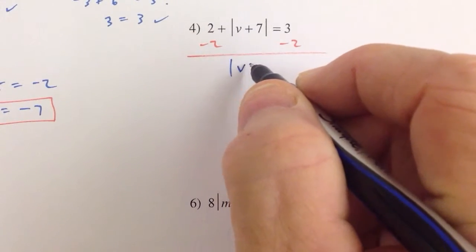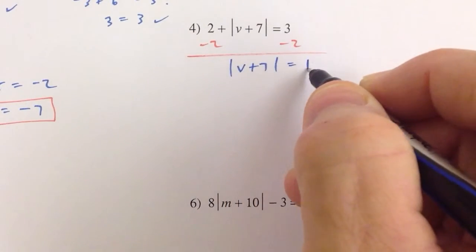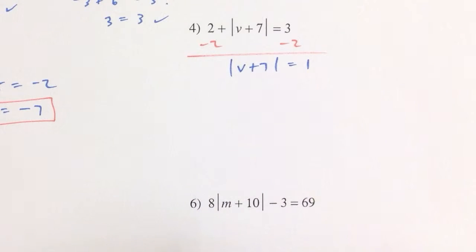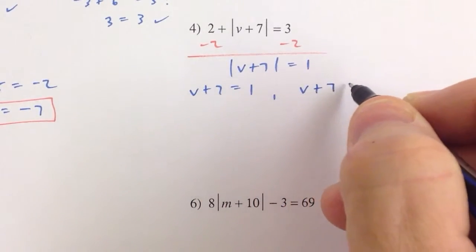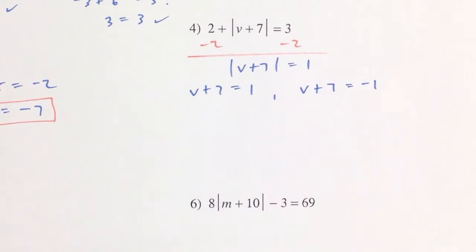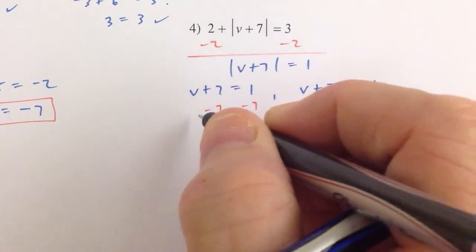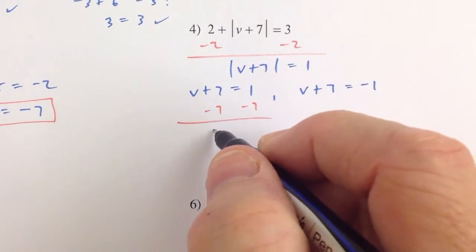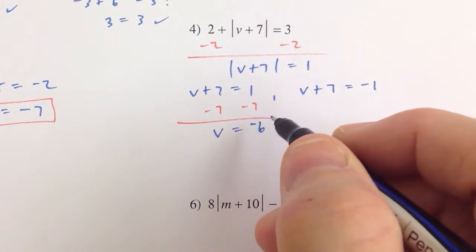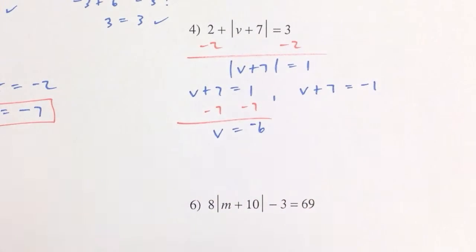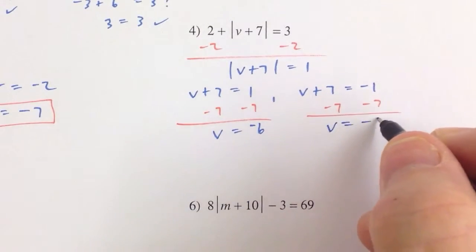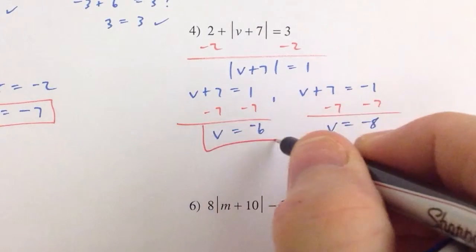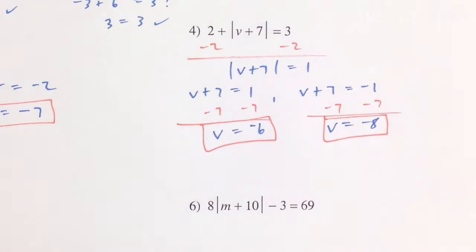Adding or subtracting 2 from both sides over here, we get the absolute value of v plus 7 equals 1. And that gives us two equations, v plus 7 equals positive 1, or v plus 7 equals negative 1. Either one of these equations gives us one of the solutions to the original equation. So subtracting 7 from both sides over here, we get v is equal to negative 8. So we get two solutions, negative 6 and negative 8.